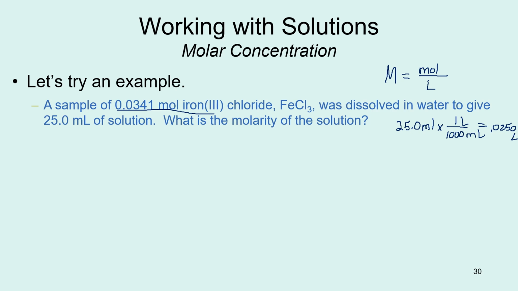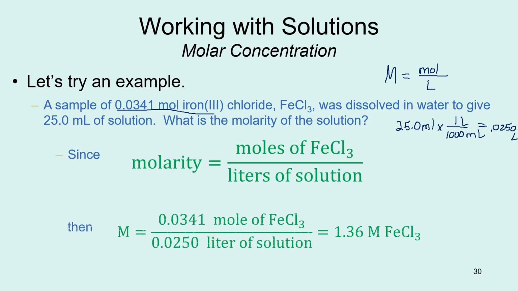So we can take that and plug that in the denominator, and we already have the moles, so we plug that in the numerator. So 0.0341 moles for every 0.0250 liters means, if we divide that out, there is 1.36 moles per liter. So you could either say 1.36 molar, or you could say 1.36 moles per liter. Either one is fine. Molar or moles per liter mean the same thing. So whatever the volume is, you have to convert to liters and plug that in.